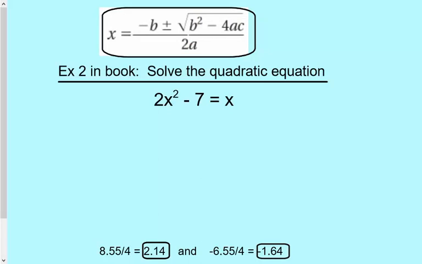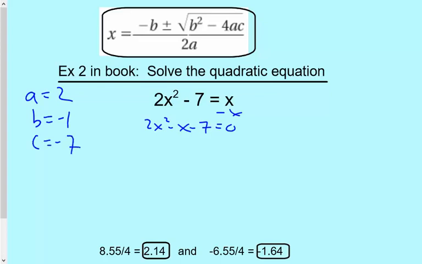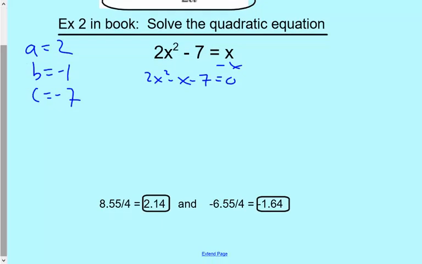Okay, here's another one. Again, all these are the same type of problems. I'm going to identify a, b, and c after moving everything to the left-hand side. A is 2, b is negative 1, c is negative 7. I have the answers down here, I just noticed that. We'll get rid of those for the time being. We're actually going to solve this and come up with those ourselves.